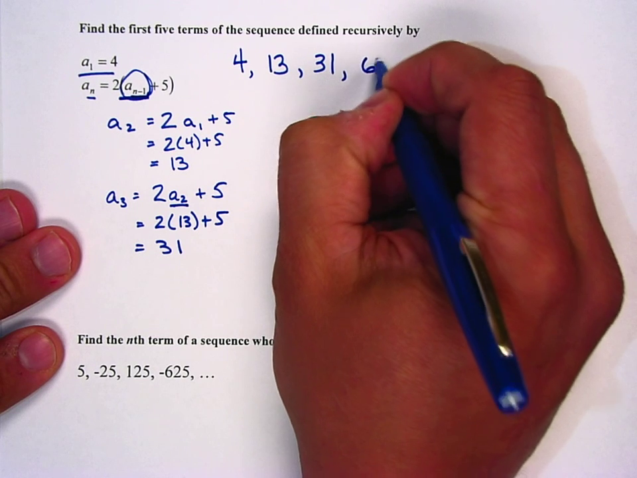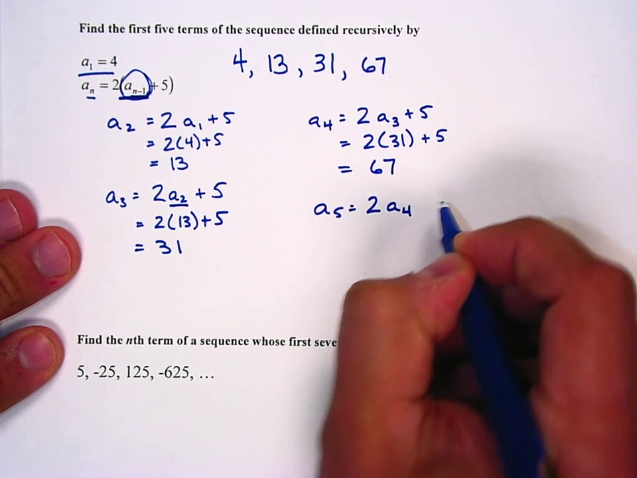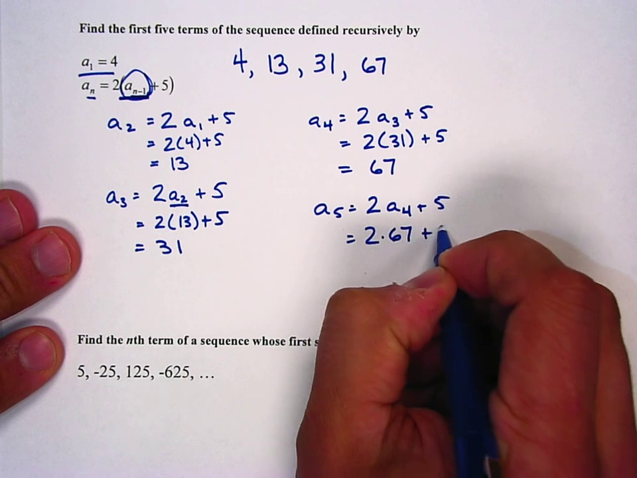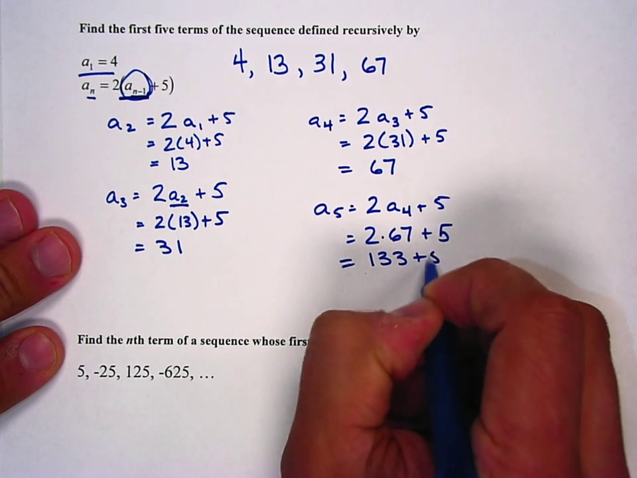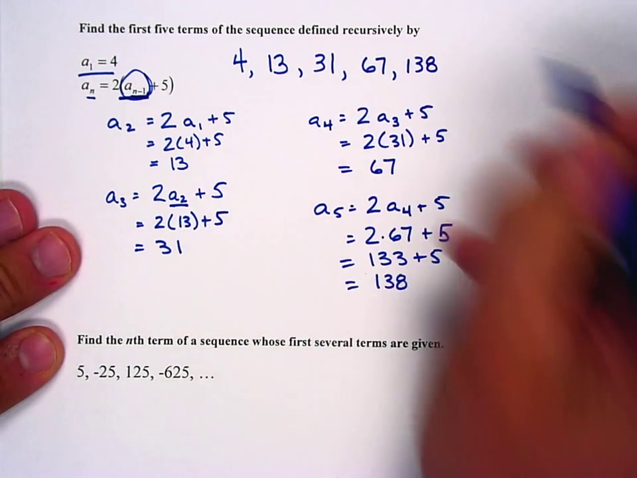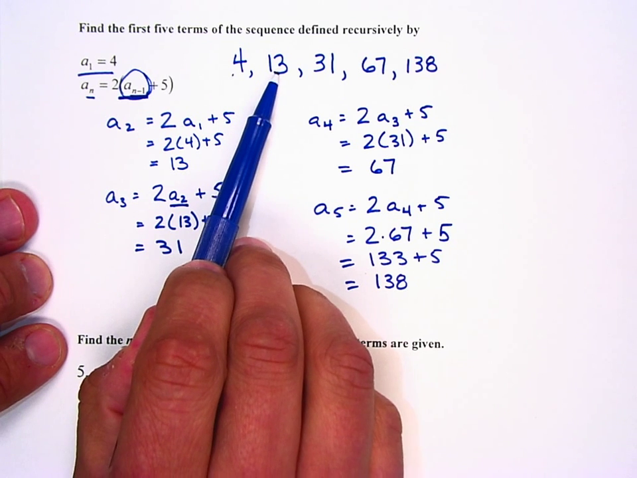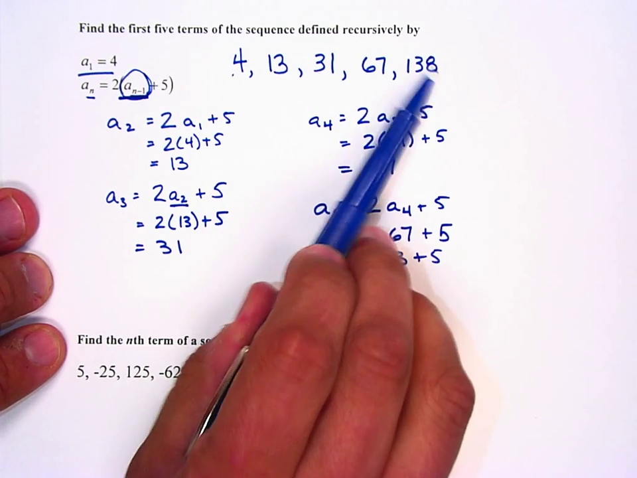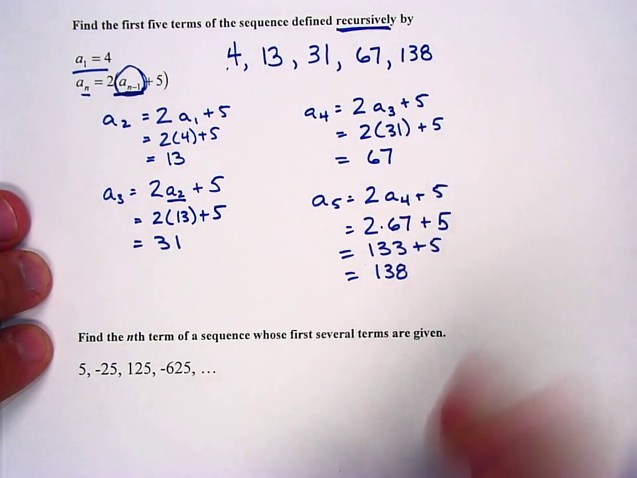And then the fifth term, a sub 5, so that's 2 times the fourth term plus 5, 2 times 67 plus 5, that's 134 plus 5, which is 139. Okay, basically multiply this by 2, add 5, multiply this by 2, add 5, multiply this by 2, add 5, multiply this by 2, add 5. That's how it works. You're using the terms before it. And that's a recursive formula.